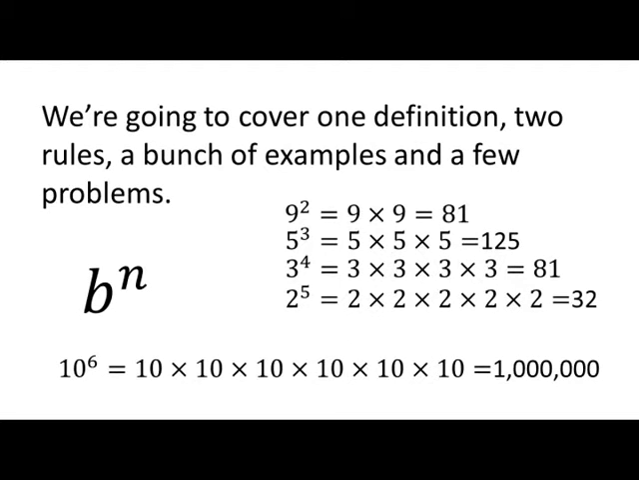One base that we see a lot is 10. And the nice thing about working with base 10 is that you can see the exponent by counting the zeros in the power. For example, 10 to the 6, in other words, 10 multiplied times itself 6 times, will give you 1 million, which has 6 zeros.